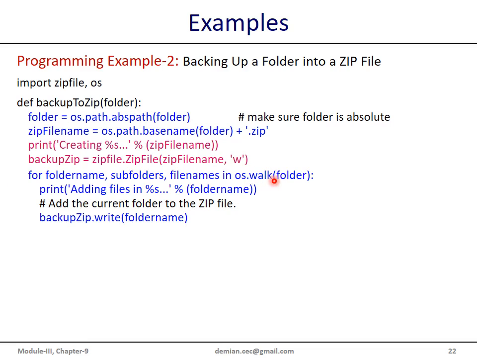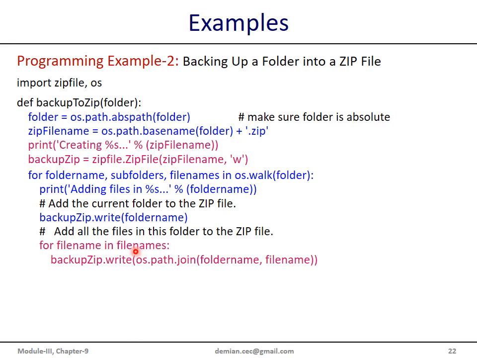Then using the os.walk of this folder, we recursively retrieve all the folders and write those folders onto the zip file using the write method. Then all the files present in the folder name, that is the file names, we write those files onto the zip file with the write method. And remember that we have to give the string which represents the absolute path. That's why we use the method join, the folder name comma file name.